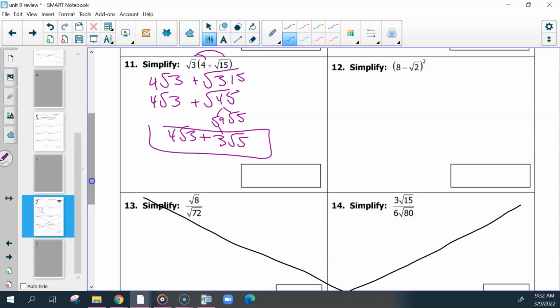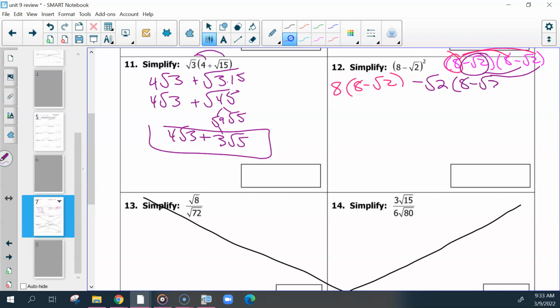Let's do 12. Rewrite this. And then we're distributing twice. I'm going to take 8, multiply to everything in the second. So 8 times 8 minus the square root of 2. And then negative square root of 2 times everything in the second. So minus the square root of 2 times everything that was on the inside. And start to distribute.